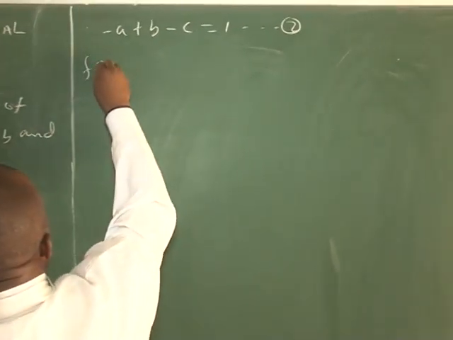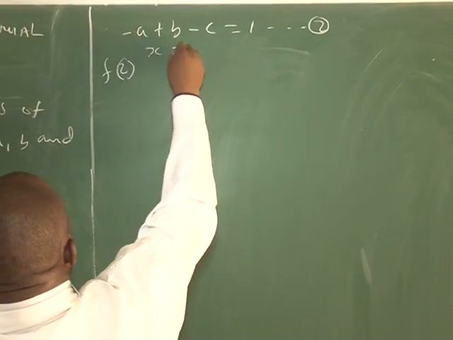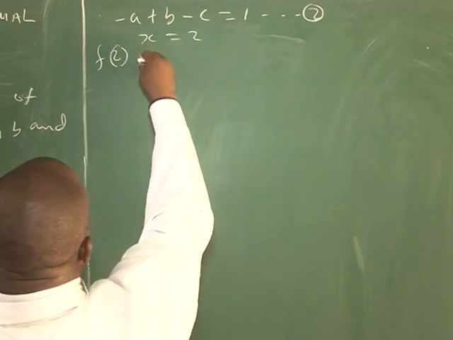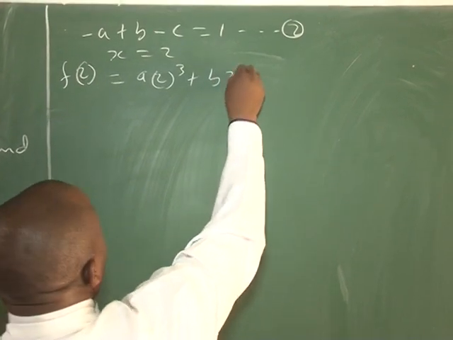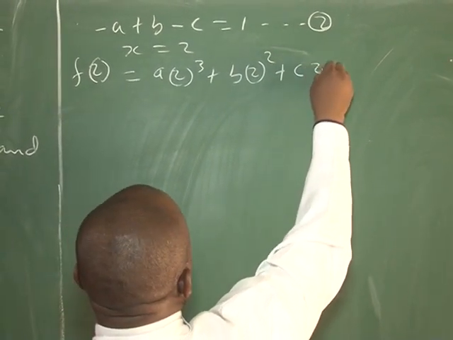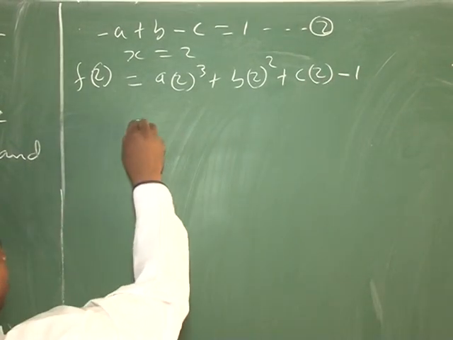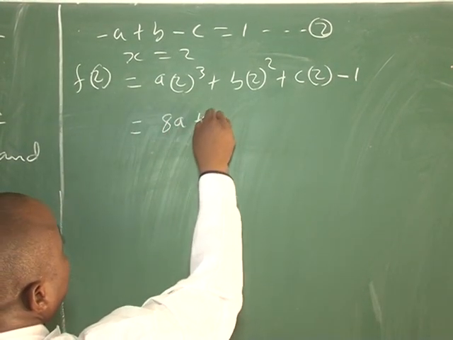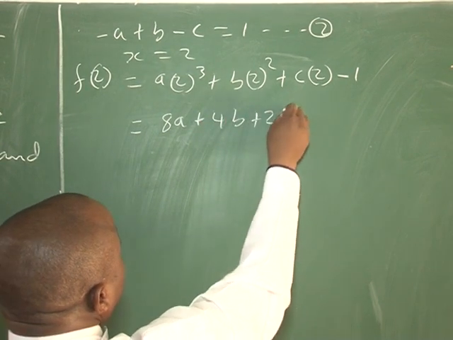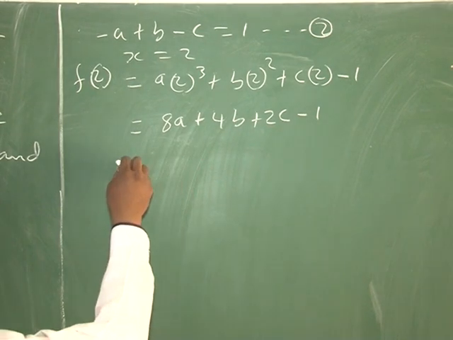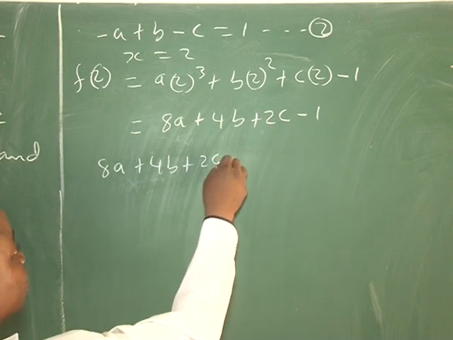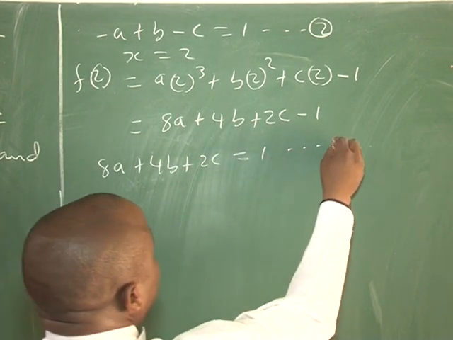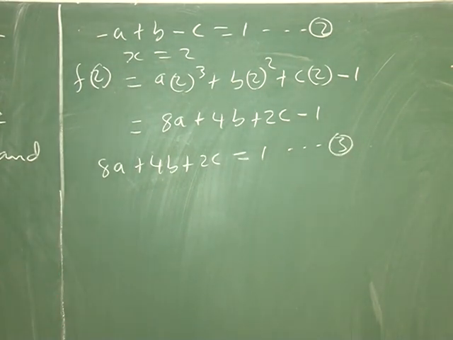in f of x, we have f of 2, because there x will be equal to 2. So if we put it here, we have f of 2 equal a times 2 cubed plus b times 2 squared plus c times 2 minus 1. And that will give us 8a plus 4b plus 2c minus 1, which we can write, taking this to this side, as 8a plus 4b plus 2c equal 1. So this is equation 3. 3 equations. And we can solve these 3 equations simultaneously.